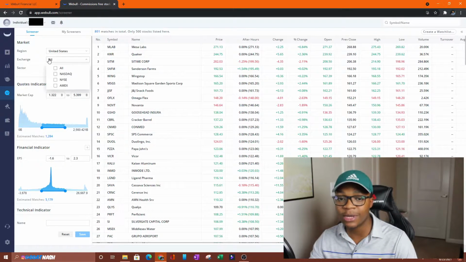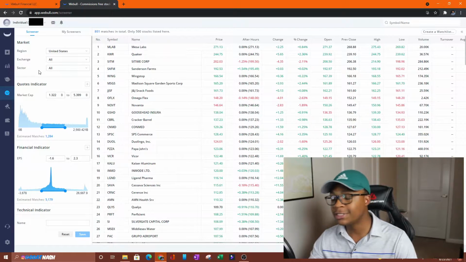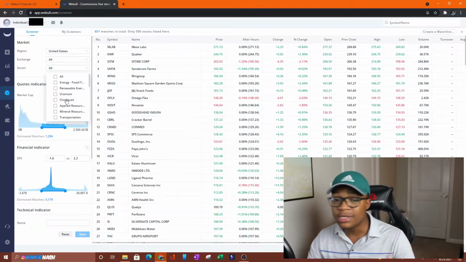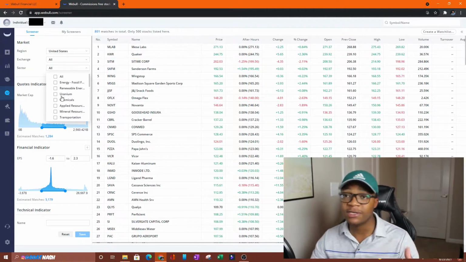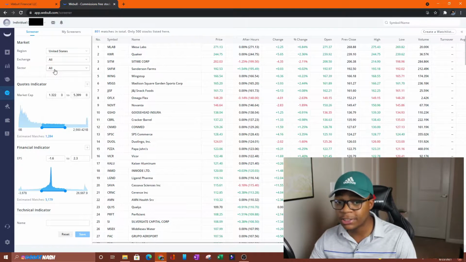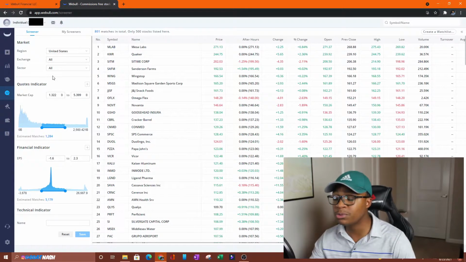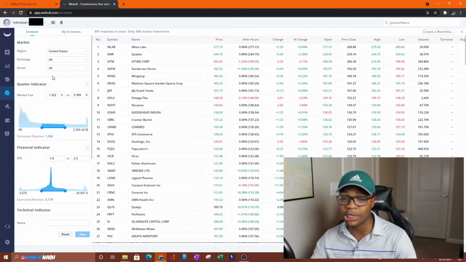You can click the drop down here and see all the exchanges in the United States. I'm going to click all, right? I want to see all the exchanges here. Now, the second part is going to be the sectors. In this section, you're going to be able to pick a specific sector. For now, I'm going to click all sectors, but you can specify this with whatever sector you're trying to look into.